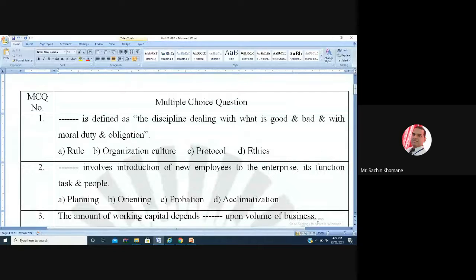Rule, you cannot say it is mandatory, right? So there is a difference between ethics and rules.